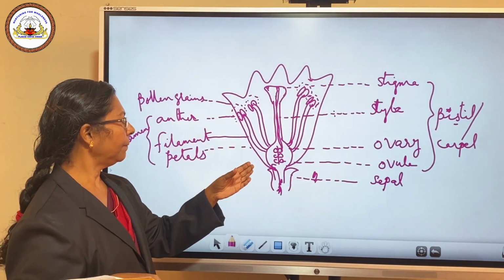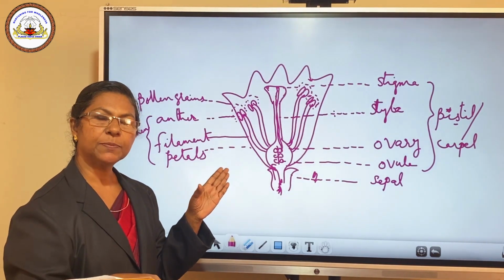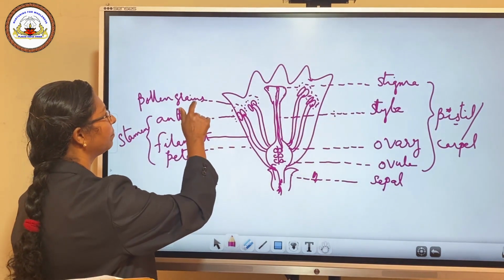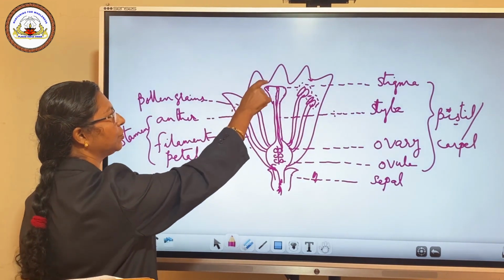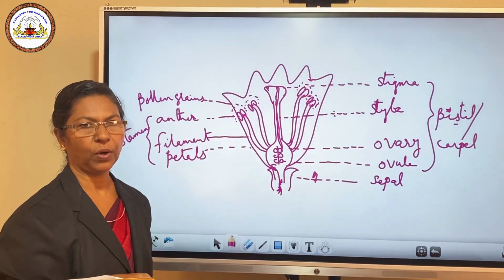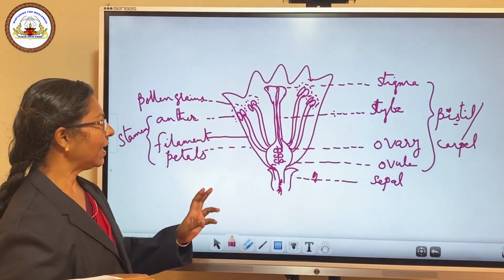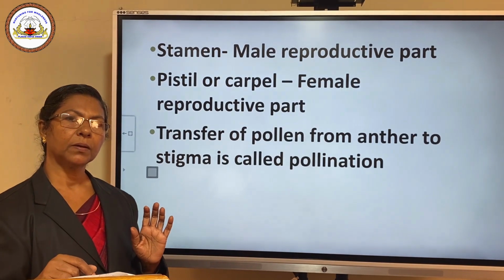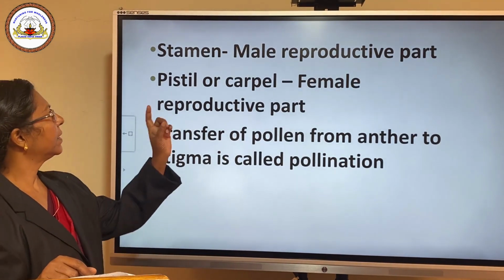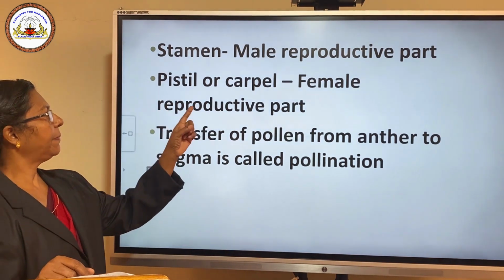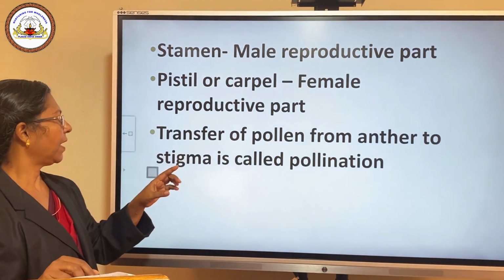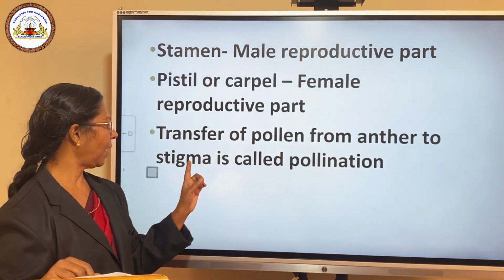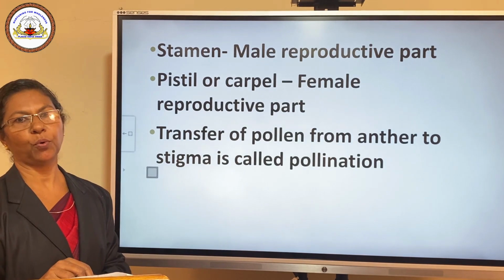So in a flower we can see there is a pollination process. What is meant by pollination? The transfer of pollen grains from the anther to the stigma is known as pollination. We studied that the stamen is the male reproductive part and the pistil or carpel is the female reproductive part. Transfer of pollen from anther to stigma is called pollination.